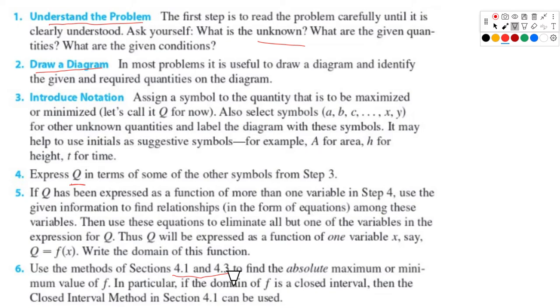So that's another thing they suggest, to figure out what the domain is, because the domain for a particular problem will also give you access to where those endpoints are. And remember, the max or min could be happening at that endpoint. And calculus isn't going to help you with that part because you can't take the derivative at those endpoints.